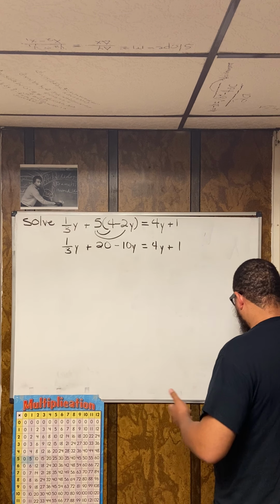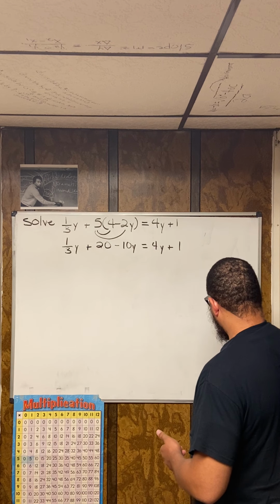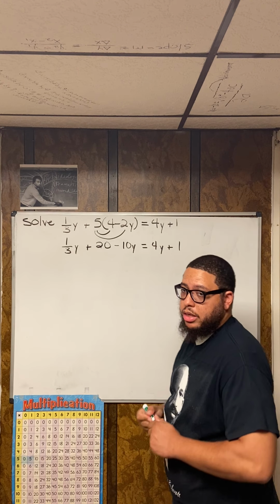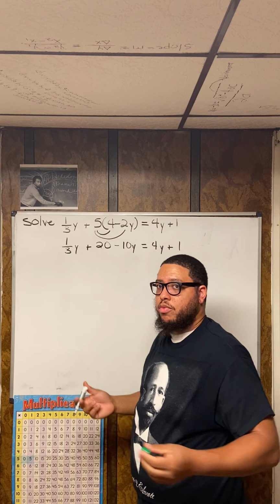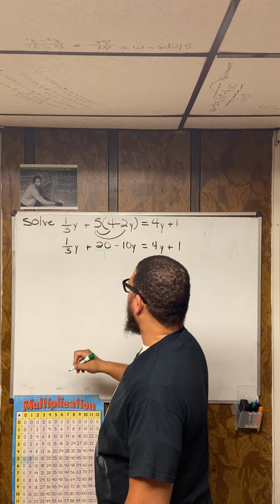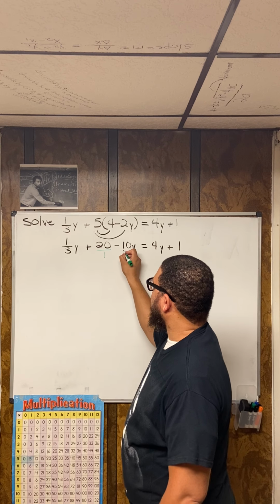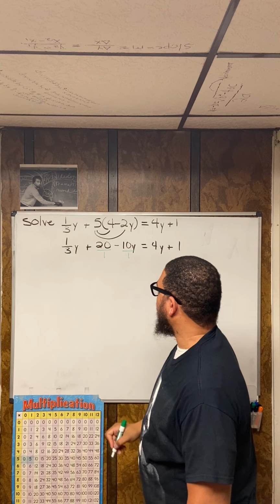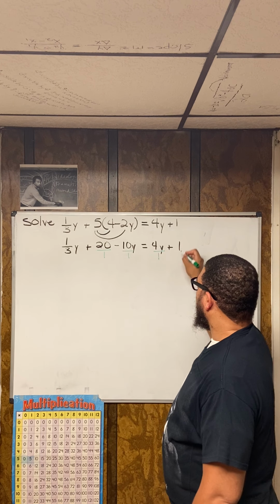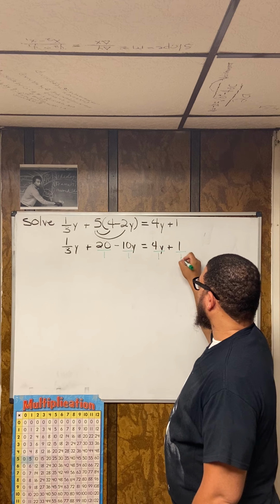The way you make any whole number or any integer look like a fraction is you write a 1 underneath it. You give it a denominator of 1, because 20 is the same thing as 20 over 1. Negative 10y is the same thing as negative 10y over 1. 4y is the same thing as 4y over 1. 1 is the same thing as 1 over 1.